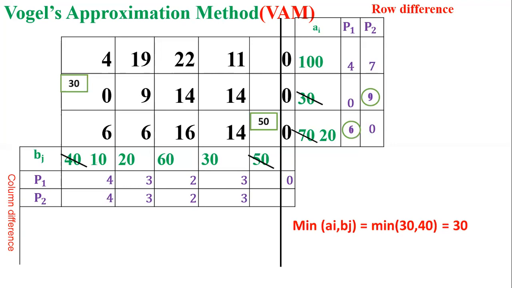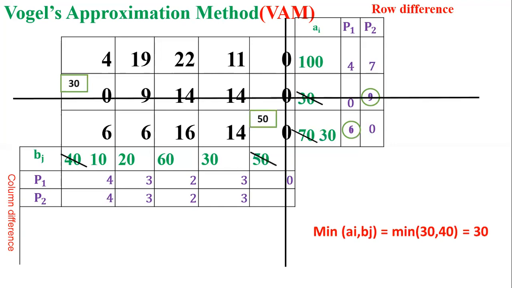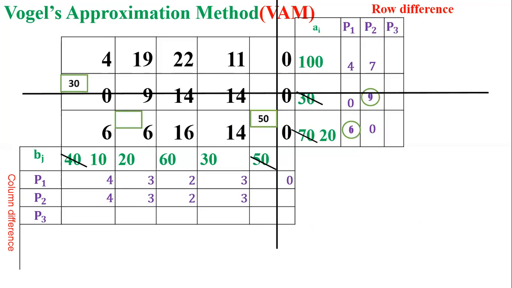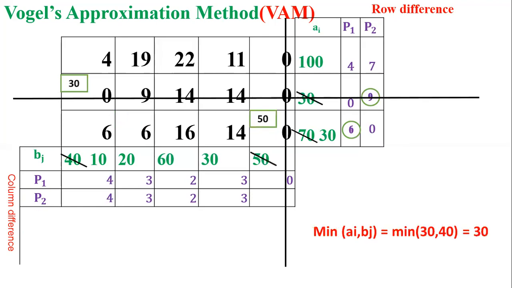Supply has a nil balance, so you have to strike out the row. Again, you have to find the difference. Each and every time you have to find out the difference.